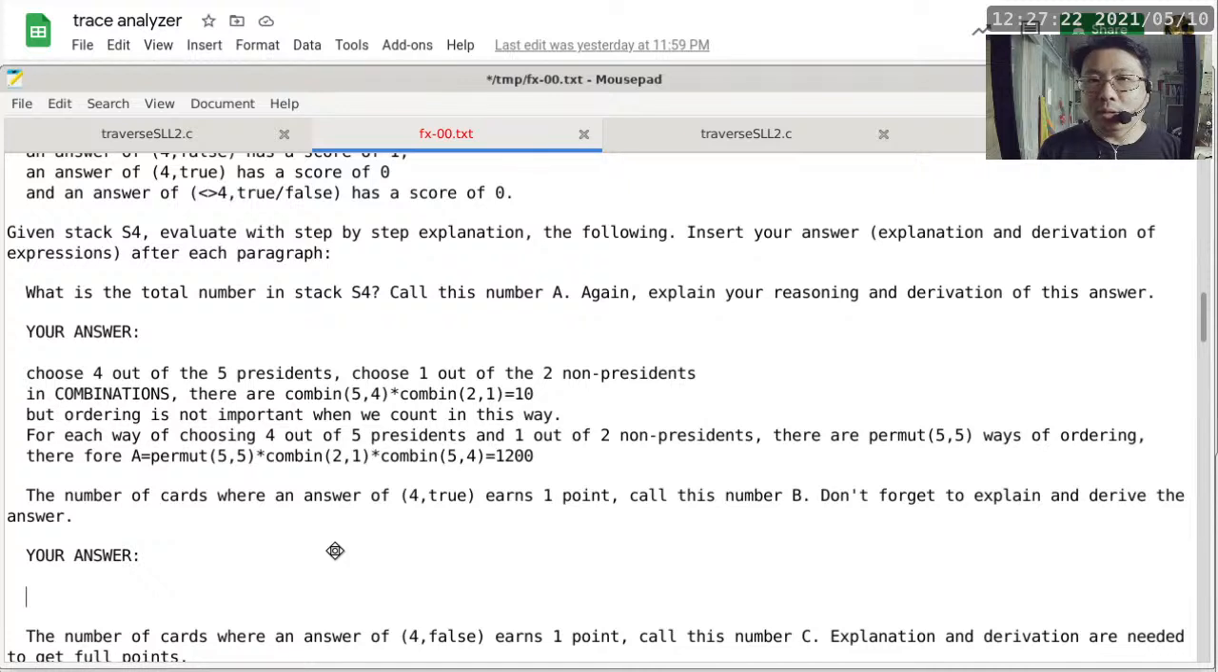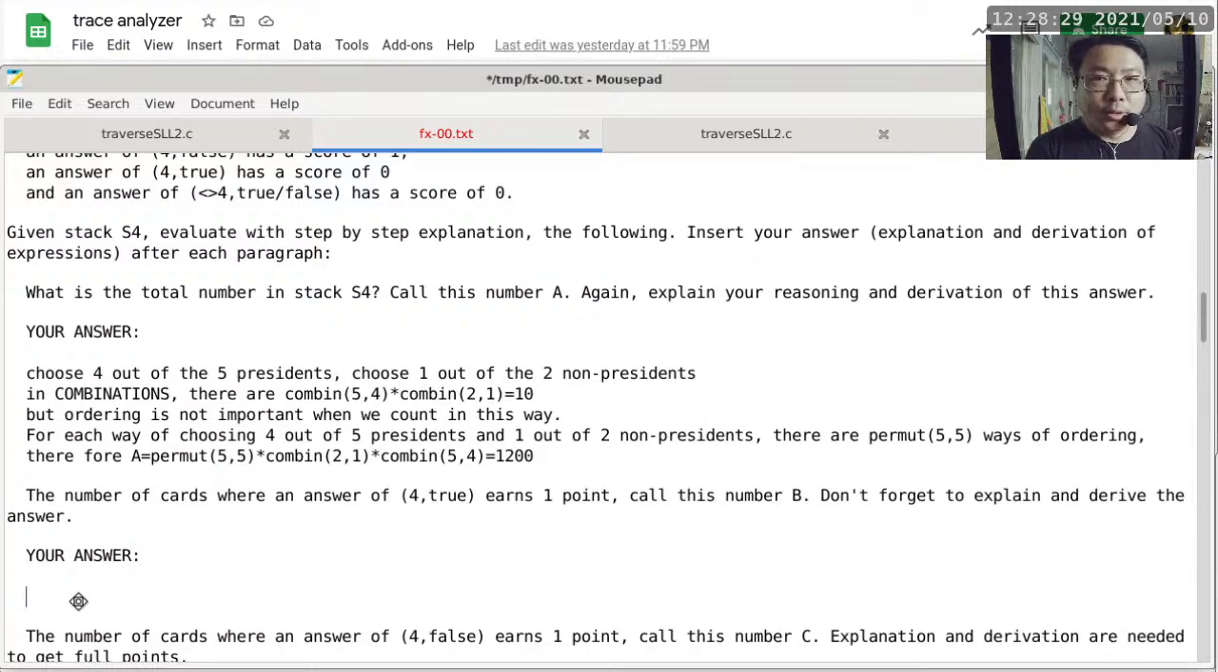So in this case, we are looking into the cases where the ordering is correct. Okay, so out of the 1200 cards, where we have 4 out of the 5 presidents and 1 out of the 2 non-presidents, we now want to count how many of those would have the ordering also being correct. All right, so I'm just thinking about which way to explain this would be the cleanest. Because there are 2 ways to look at it. The first way is not to worry about the combination. In other words, we don't even bother to reuse the way we calculate A over here. And I think that probably is the best way to do it. So I will just go ahead and go with that one.